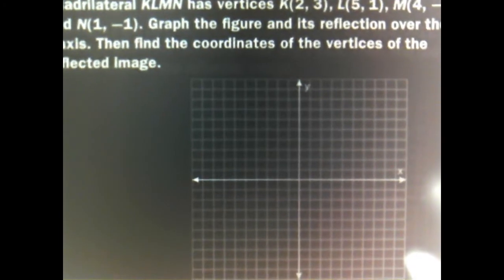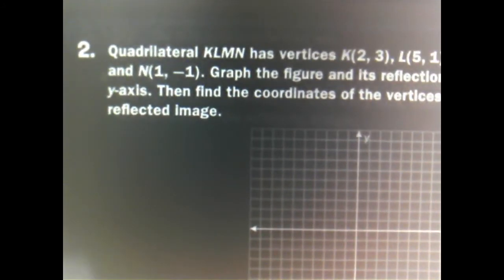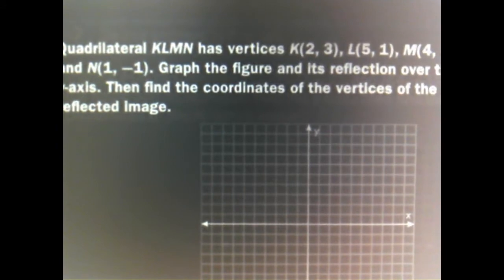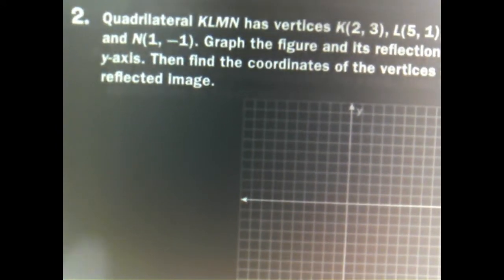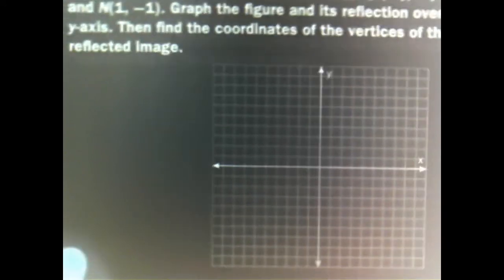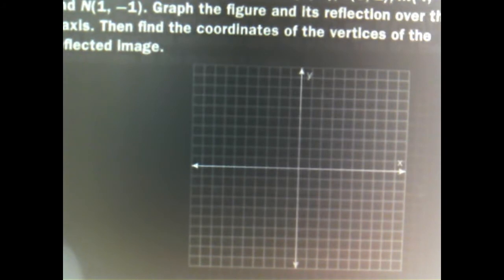Take a look at example number 2. Now we're working with a quadrilateral. Quadrilateral KLMN has vertices K, L, M, and N. Graph the figure and its reflection over the y-axis, then find the coordinates of the vertices of the reflected image.